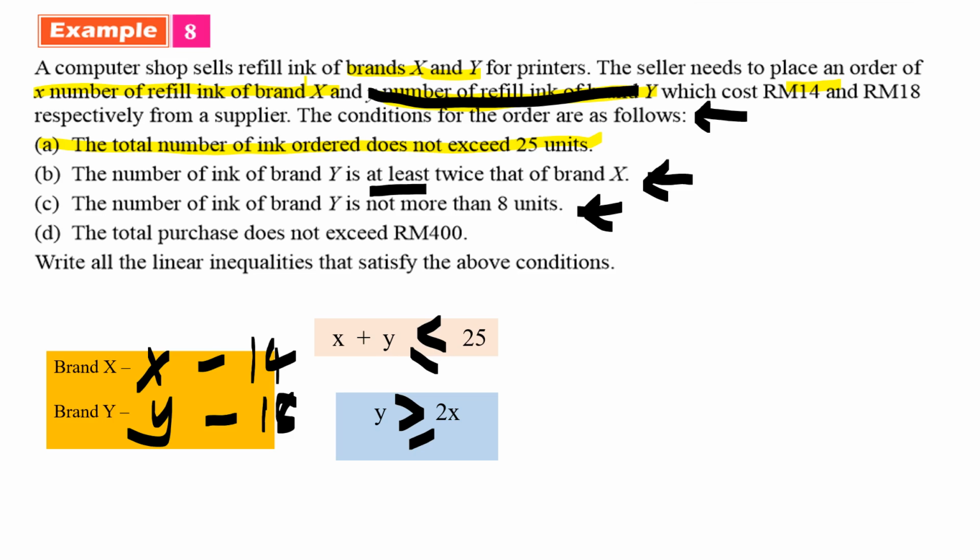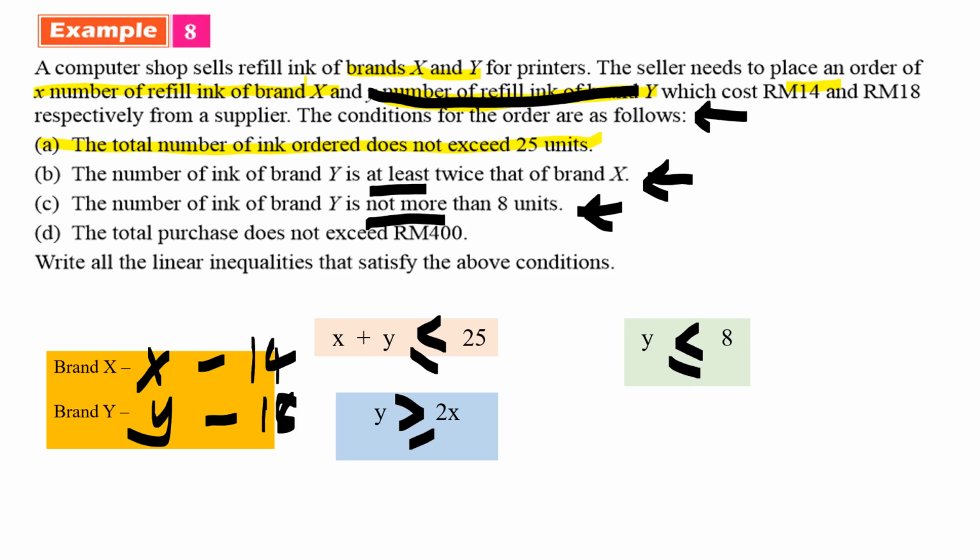So for C, the number of brand Y is not more than 8 units. Not more. Another keyword over there. So you can write Y and 8. But what to put as the symbol? Not more, because you have the word not over there, so it is less or equal.